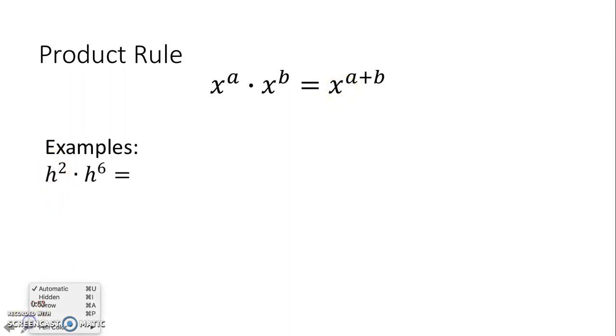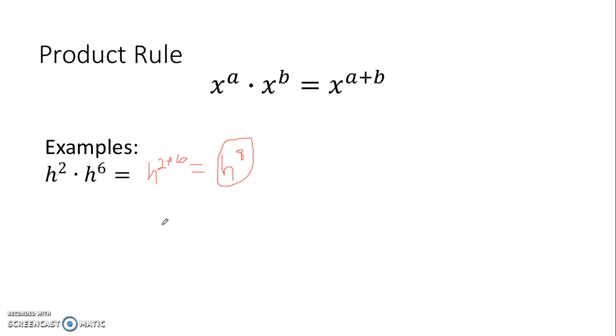So let's look at our example. We have h squared times h to the 6th power. So our h comes over, then we write 2 plus 6, and yes, I want you to write this down so you can refer back to it. I know you can do 2 plus 6 in your head, which is equal to h to the 8th power, but I want you to write it down in case you need to refer back to it or forget how to do it.